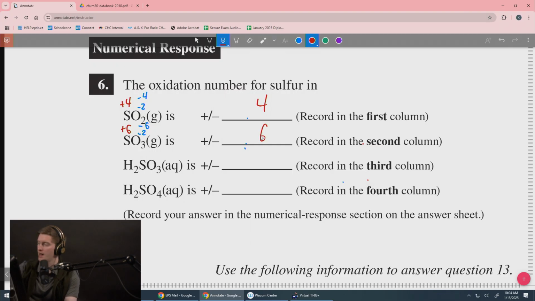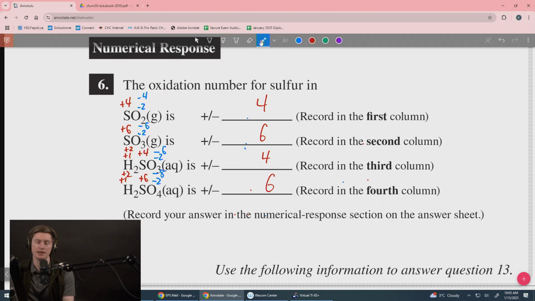And then we're going to look at our sulfurous acid. We're going to do the oxygens and the hydrogens first. So our oxygens, we've got 3 of them, that's -6 overall. Hydrogens, we have 2 of them, that's +2 overall, which means that this sulfur has to have a +4 in order for all of these oxidation states to cancel out, because this is a neutral compound. And then our sulfuric acid is going to be, we have -8 from our oxygens, and then +2 from our 2 hydrogens, which means that our sulfur has a +6 oxidation number. Here's our answer here, 4646.